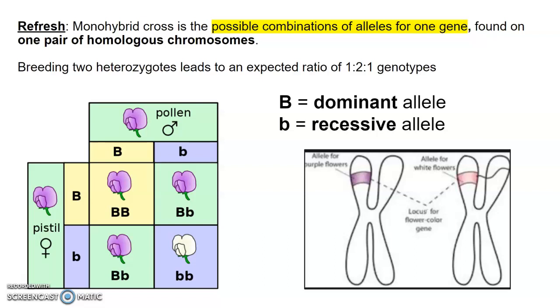So your definition here is that a monohybrid cross is the possible combinations of alleles for one gene found on one pair of homologous chromosomes. When we use the word cross, we're talking about breeding two individuals with each other and seeing what occurs in the genotype and phenotype of the offspring. So again, we've just been looking at singular genes at a time, and we should know by now that, or we can at least figure it out if we're asked to, breeding two heterozygotes, so two individuals that have two different alleles, will lead to an expected ratio of 1:2:1 in the genotype.